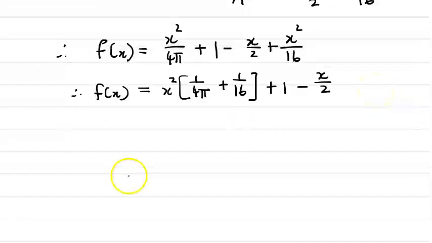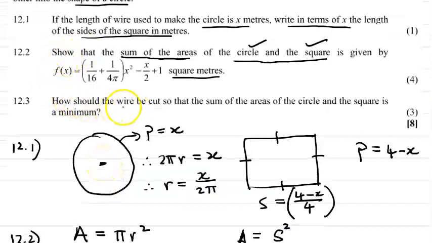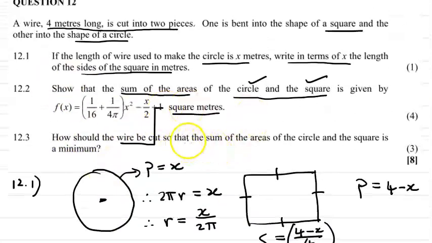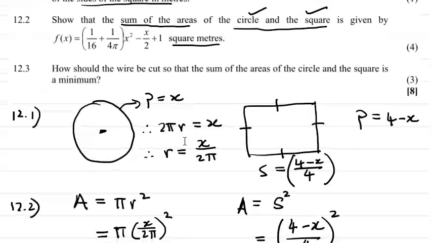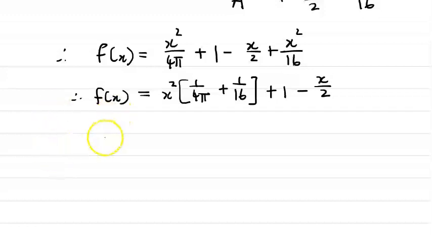All right, so now let's look at the next question. How should the wire be cut so that the sum of the areas of the circle and the square is a minimum? So once again, when they mention the word minimum, what happens at your minimum values? At your minimum value, the derivative of your function is equal to 0. Therefore, we now need to find the derivative of this function, f prime x, and equate it to 0 and solve for x.